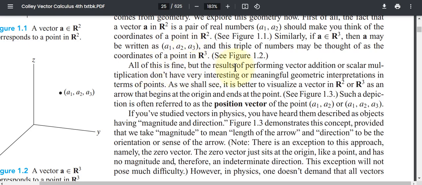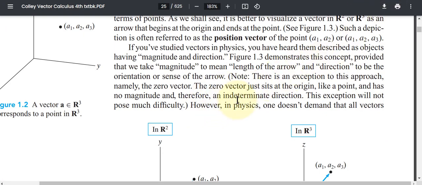She says all of this is fine, but the results of performing vector addition and scalar multiplication don't have very interesting and meaningful geometric interpretations if we just think of them as points. As we shall see, it is better to visualize vectors in R2 and R3 as arrows that begin at the origin and end at the point. Such a depiction is often referred to as the position vector of the point A1, A2, or of A1, A2, A3. Okay, so we could call it the position vector.